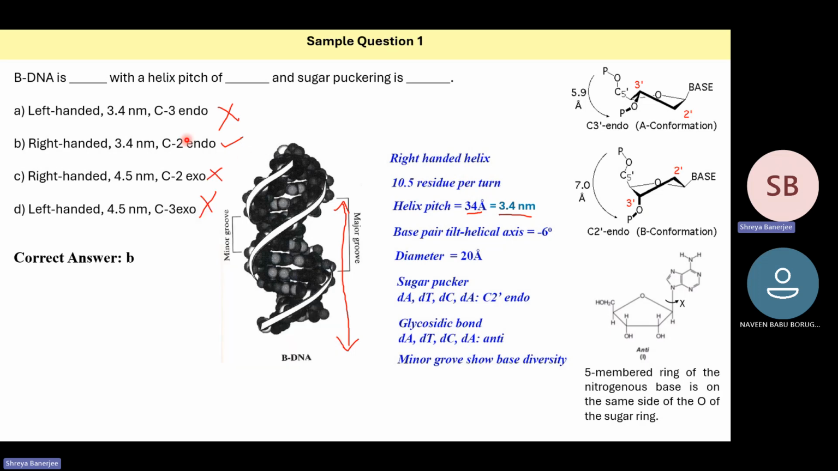We'll just look at the sugar puckering also. Basically there are two main kinds of sugar puckering. One in which the 3' atom is above the plane and 2' is below the plane. This is called 3' endo. Endo means above the plane. This belongs to A-DNA, but here we are talking about B-DNA. In B-DNA, 3' is below the plane and 2' is above the plane. So this will be called 2' endo because 2' is above the plane. So in B-DNA, the sugar puckering is C2' endo. So B is the correct answer.